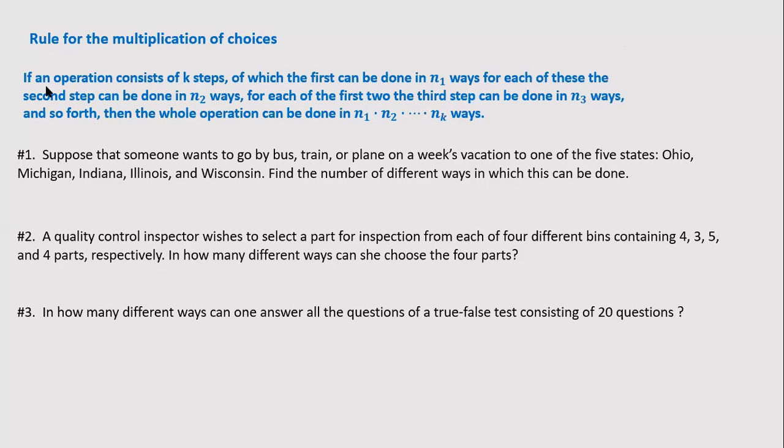Let's say this experiment, or you can say this operation, has k steps. The first step can be done in N1 ways. For the second step, you can have N2 ways, and so on till the Nk steps. So the total operation, or the total experiment, the total number of ways this can be done will just be N1 times N2 times N3 ways. All right, so now let's take a look here.